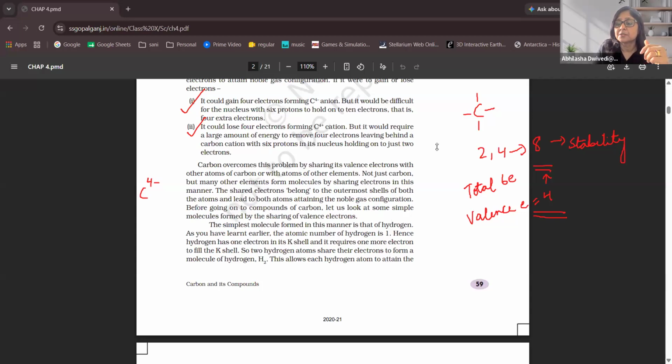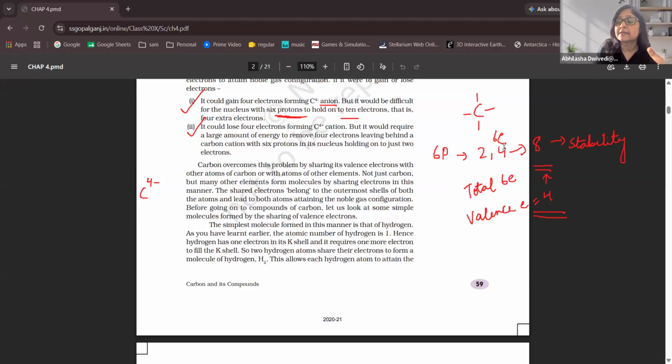In carbon, there are 6 protons and 6 electrons, right? But if we put in 4 more electrons, then it becomes negatively charged. That's why it is an anion. That completes the octet. You can say, what's wrong in it? Nothing wrong. But the problem is that there is a balance and a force of attraction between protons and electrons, which is not possible if six protons are holding on to 10 electrons.